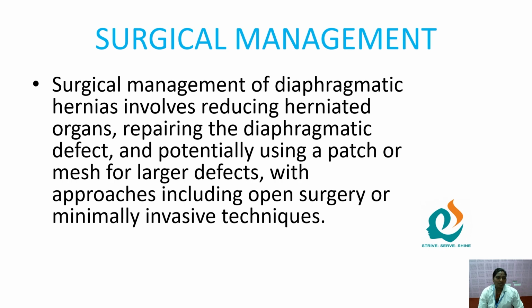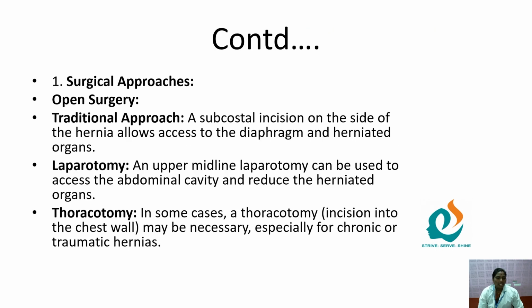And the surgical management. The surgical management of diaphragmatic hernia involves reducing the herniated organs, repairing the diaphragmatic defect, and potentially using a patch or mesh for larger defects, with approaches including open surgery or minimally invasive techniques. In the surgical approaches, open surgery, the first one is the traditional approach: subcostal incisions on the side of the hernia allow access to the diaphragm and herniated organs. Another is laparotomy: an upper midline laparotomy can be used to assess the abdominal cavity and reduce the herniated organs.